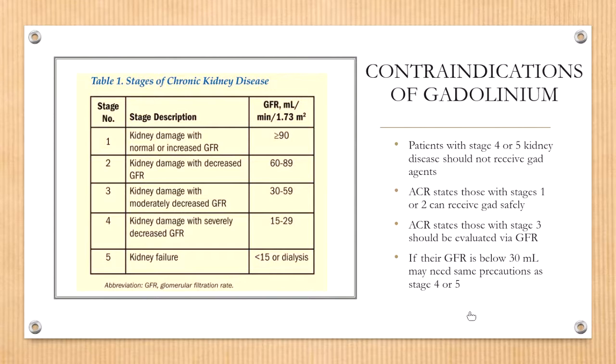Typically, with contrast agents and MRI, you definitely don't want to inject anybody with stage 4 or 5 because their kidney function level is incredibly low, which means that the gadolinium would stay in their system longer. We don't want that. The ACR says that those with stage 1 or 2 can get it without any problems, that we shouldn't even be concerned. But it does say that anybody in stage 3, we need to evaluate with a GFR.